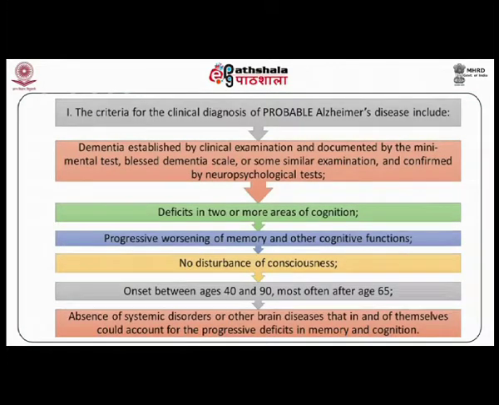1. The criteria for clinical diagnosis of probable Alzheimer's disease include dementia established by clinical examinations and documented by the Mini-Mental test, Blessed Dementia Scale, or some similar examination and confirmed by neuropsychological tests, deficits in two or more areas of cognition, progressive worsening of memory and other cognitive functions, no disturbance of consciousness, onset between the ages of 40 and 90, most often after the age of 65, and absence of systemic disorders or other brain diseases that in and of themselves could account for the progressive deficits in memory and cognition.